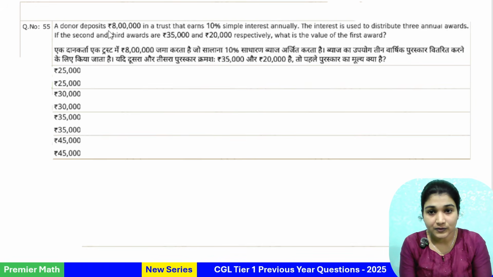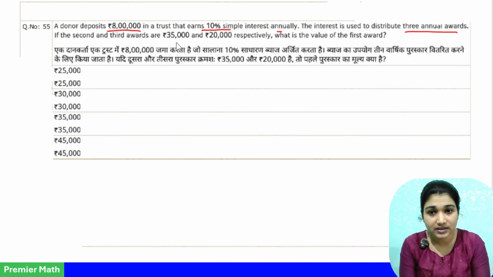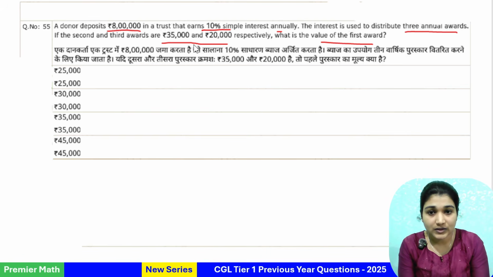A donor deposits 8 lakhs in a trust that earns 10% simple interest annually. The interest is used to distribute 3 annual awards. If the second and third awards were 35,000 and 20,000 respectively, what is the value of first award? So 35 plus 20 is equal to 55,000, the combined value of 2 awards.